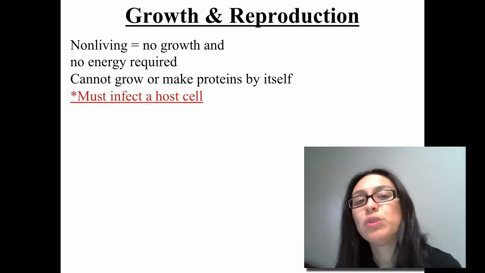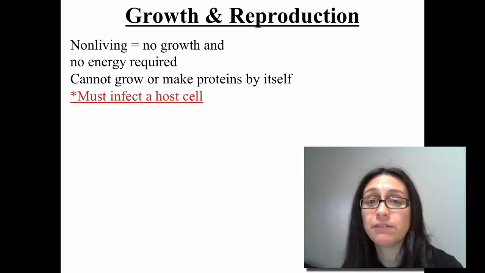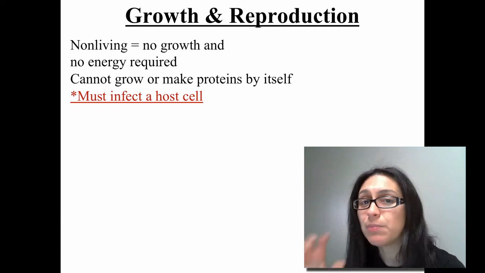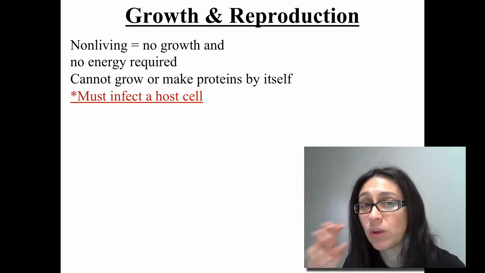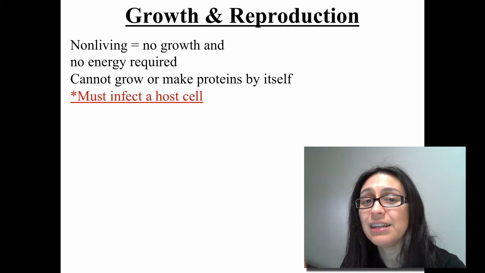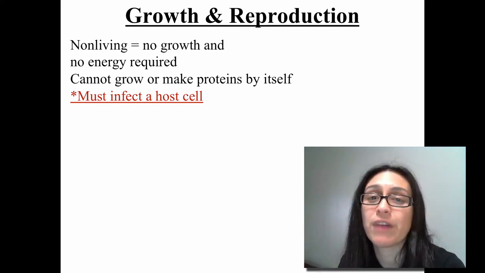And when it comes to reproduction, they must infect a host cell. A virus by itself will always be one single virus by itself because it needs a host cell. It needs to trick a host cell into making more viruses for it.